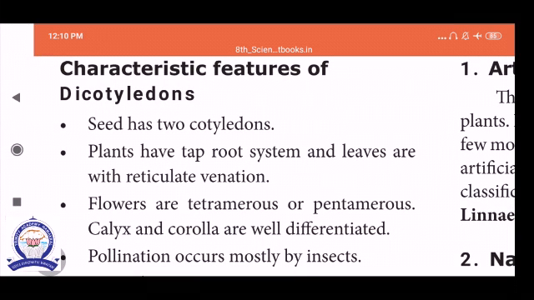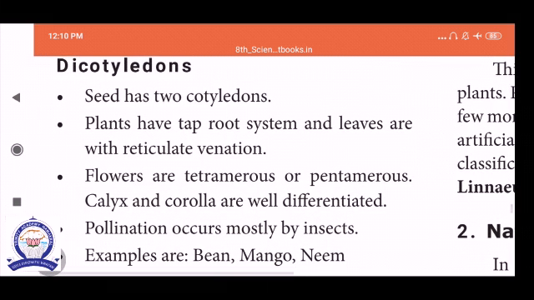Next, the characteristic features of dicotyledons. The seeds have two cotyledons, two seed leaves. Second point, the plants have a taproot system and the leaves have reticulate venation. Third point, flowers are tetramerous or pentamerous, meaning having four or five petals. Calyx and corolla are well developed and well differentiated.